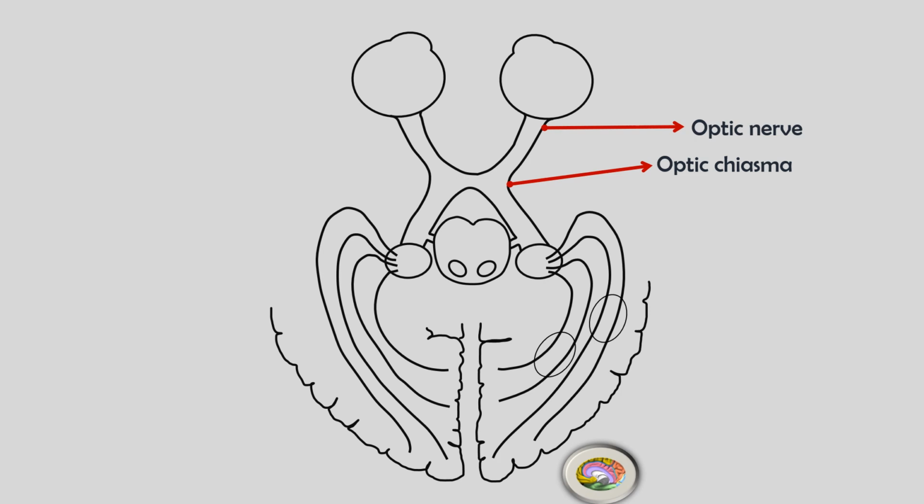Now before moving ahead, look at this structure present here called the midbrain. On the sides of the midbrain there is a structure called the thalamus, and on the sides of the thalamus there is the lateral geniculate body. Now back to this optic chiasma, the structure which is taking information from here backwards to the lateral geniculate body is called the optic tract.